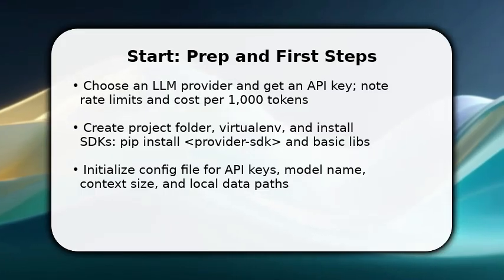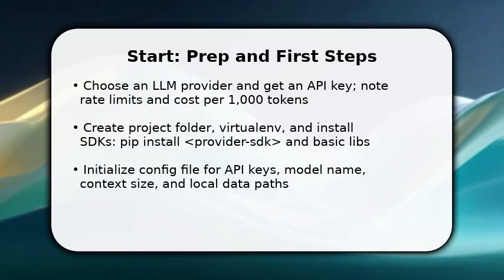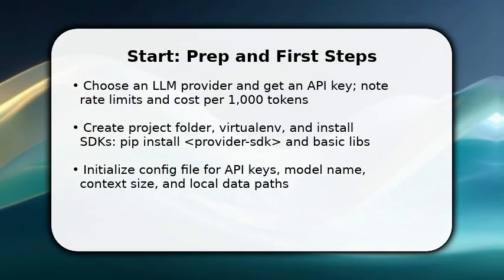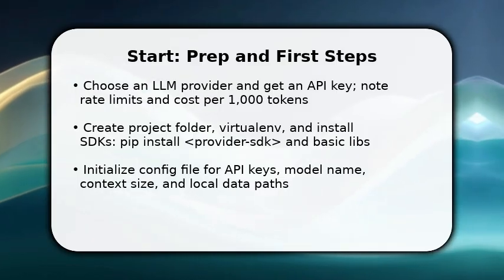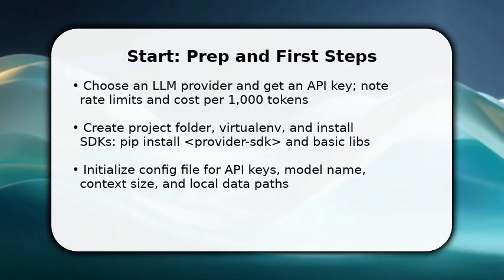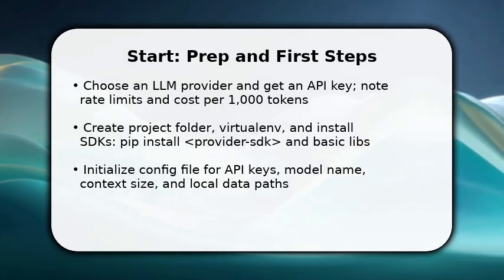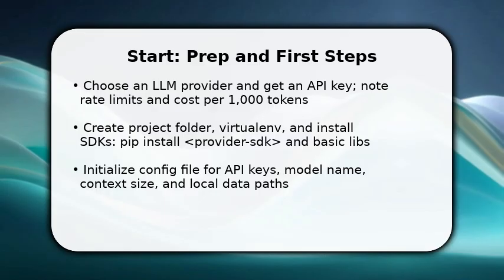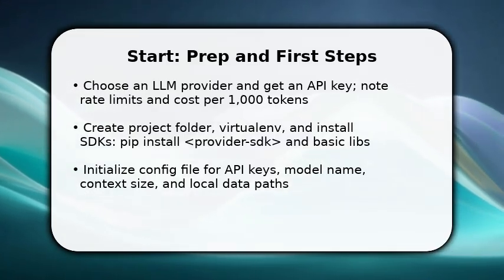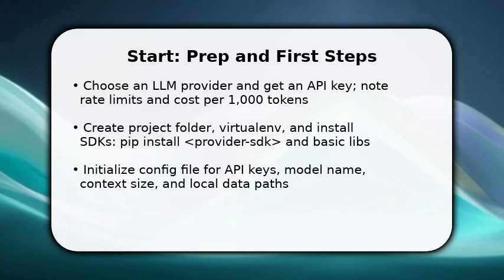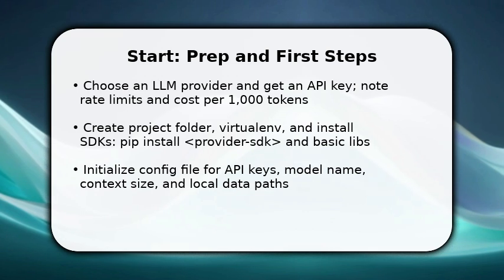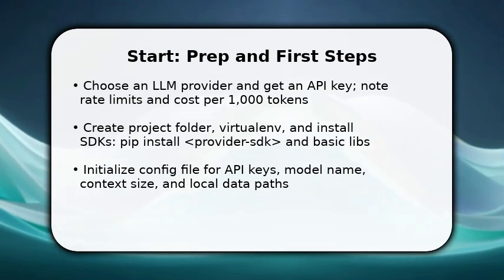You begin by choosing an LLM provider and obtaining an API key so you can call the model programmatically. Once done, create a project folder and a virtual environment, then install the provider SDK plus JSON, HTTP, and storage libraries. Make a config file now to store model name, context window, and local data paths. This avoids hard-coding secrets.